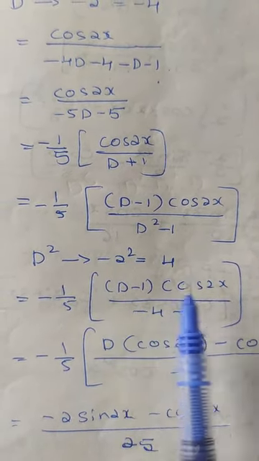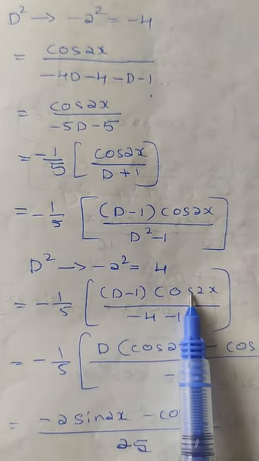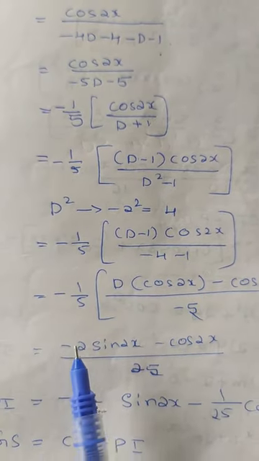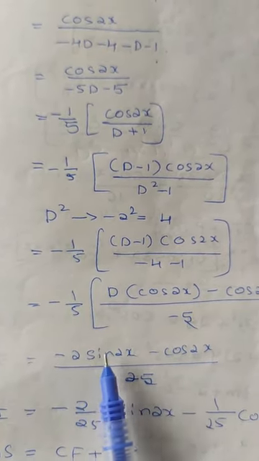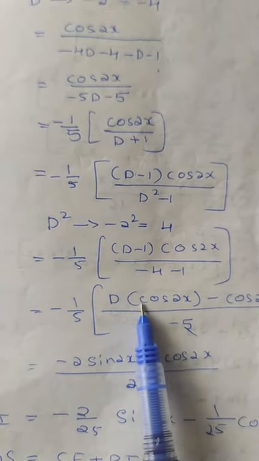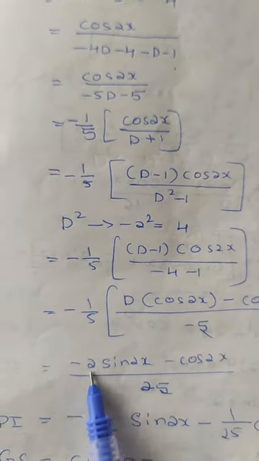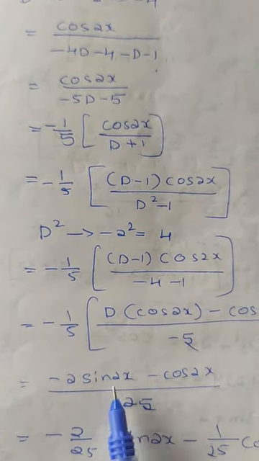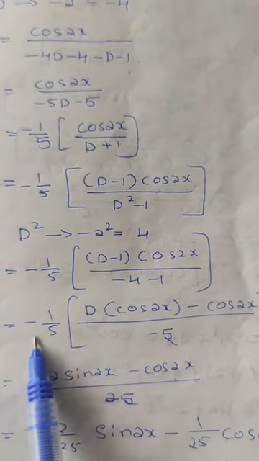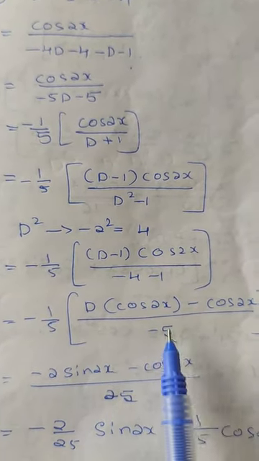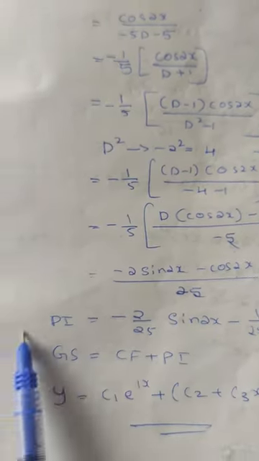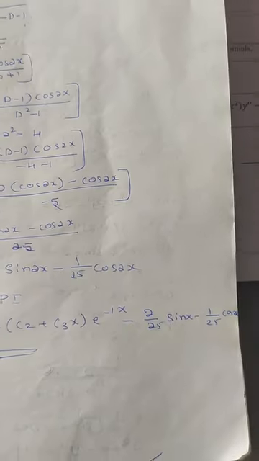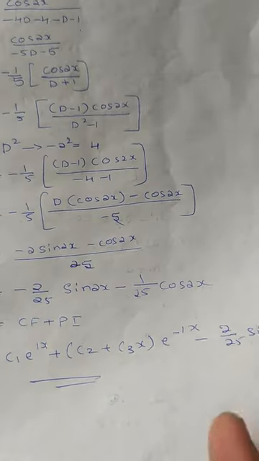Okay, now simplify the numerator: D on cos 2x minus 1 into cos 2x. The derivative of cos 2x is minus 2 sin 2x. Derivative of cos is minus sin, into the derivative of 2x, which is 2. So we get minus 2 sin 2x minus cos 2x, divided by 5 into 5, 25, and it is positive, since negative into negative is positive. Okay, then this is your PI. Write the general solution with CF and PI. Add both CF and PI.